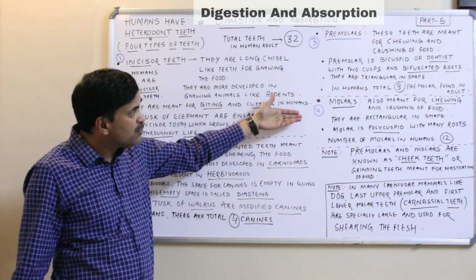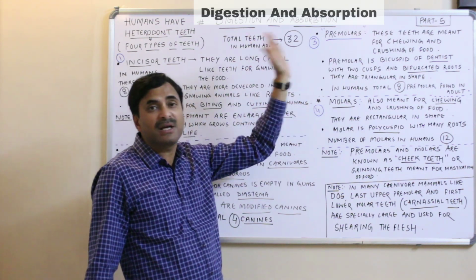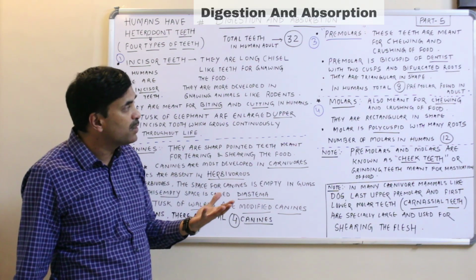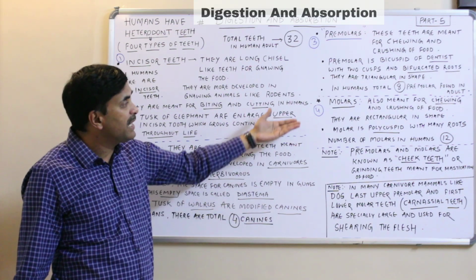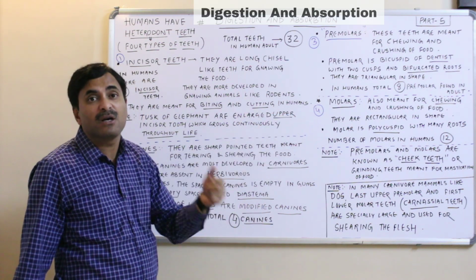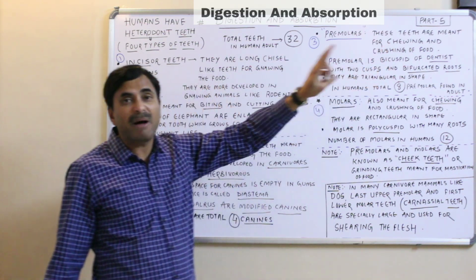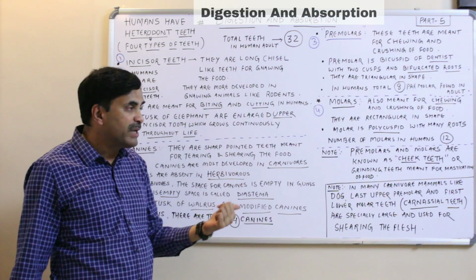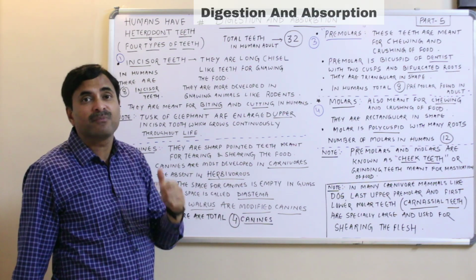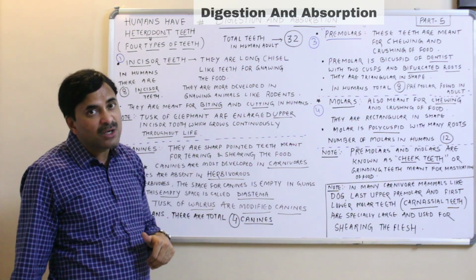Now coming to the last one, that is known as the molars, and they have the same function as that of the premolars. They are also meant for chewing and crushing of the food, but their shape is different. They are rectangular in shape, and they are polycuspid with many roots. In premolars you have seen they were bicuspid with bifurcated roots. The molars are polycuspid with many roots, and the number of molar teeth in an adult human being is 12, meaning 6 in the upper jaw and 6 in the lower jaw.